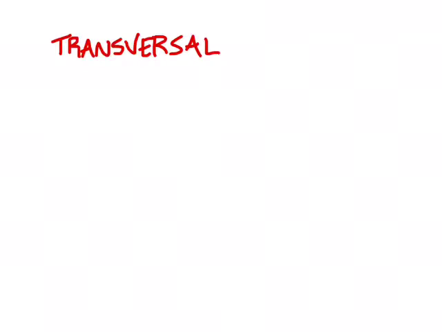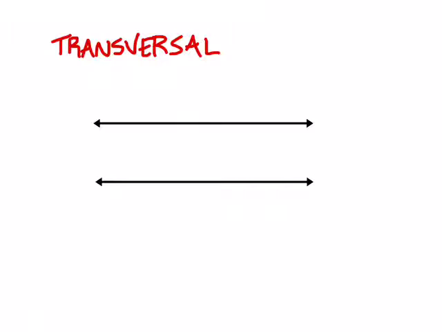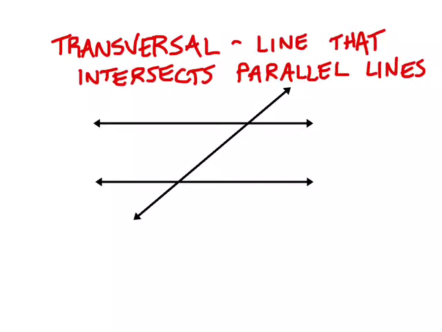That gets us to our last line relationship that we're going to talk about today, and it's the idea of a transversal. A transversal is what happens when you have a pair of parallel lines that are intersected by a third line. So that third line, the one that intersects your parallel lines, is the actual transversal. So a transversal is a line that intersects a pair of parallel lines, or more than a pair. It could be 3 or 4.